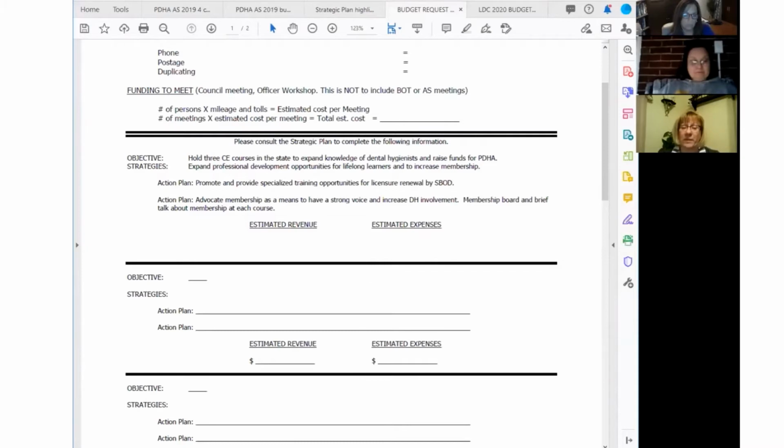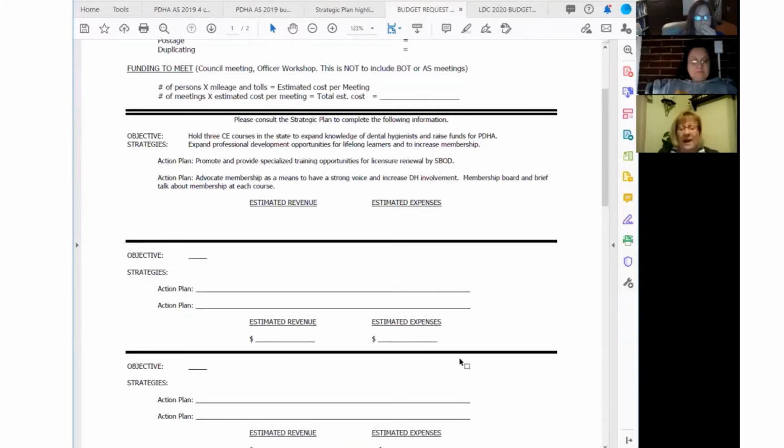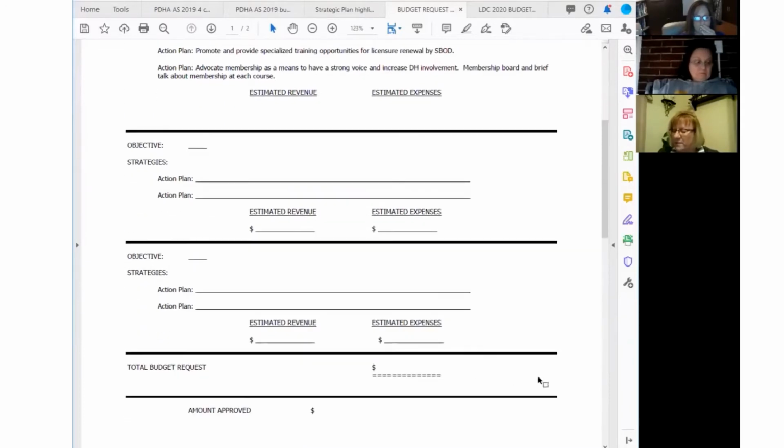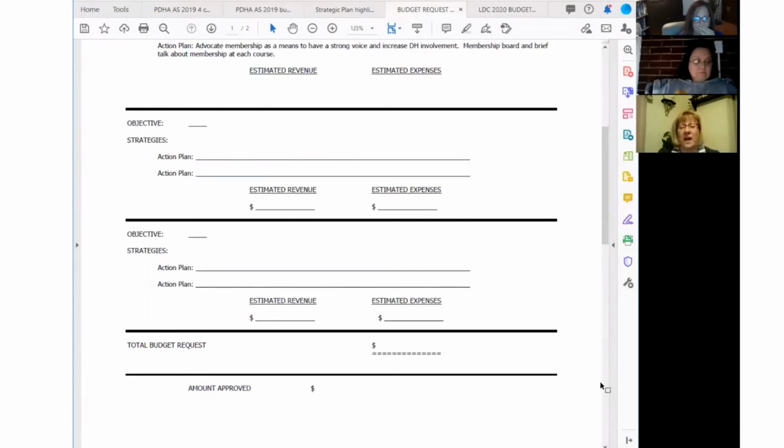We need the information to understand what you're planning to do, and what objectives and strategies you're going to be using from the strategic plan to help PDHA with its goals for the coming year. And the more you fill that out, the more information you give us that supports your request, the more it helps convince not only the budget committee, but also the PDHA officers and board of trustees: yes, this is important. We want to see this happen, or we want to move forward with this.